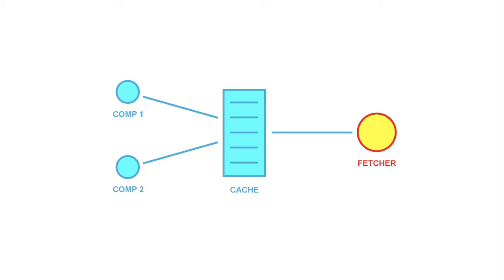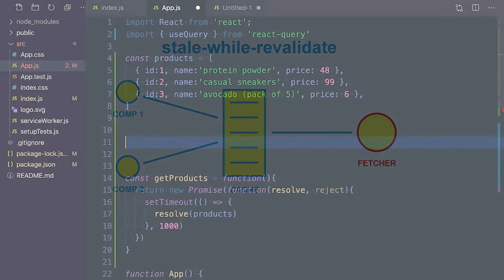And then React Query will automatically call the fetcher. It's usually going to take some time for this to resolve. In our case, it's 1 second, and when the response is finally ready, it will update the cache, and in turn update all the components that rely on the data in question. This is a basic idea of the stale-while-revalidate caching strategy.